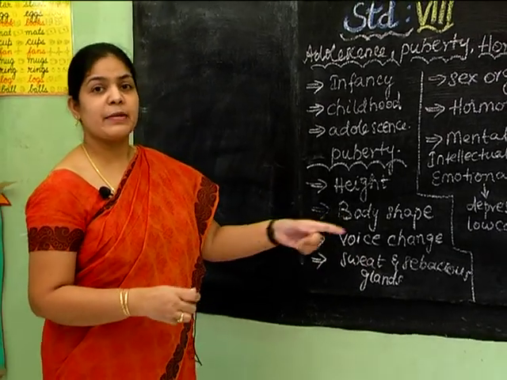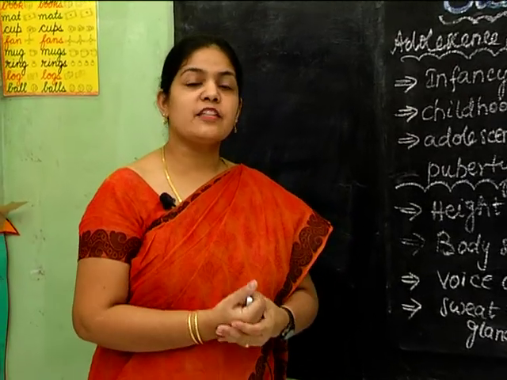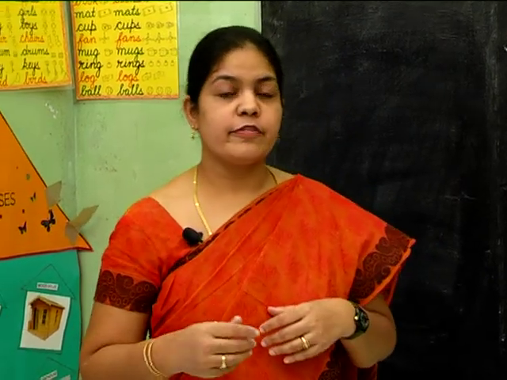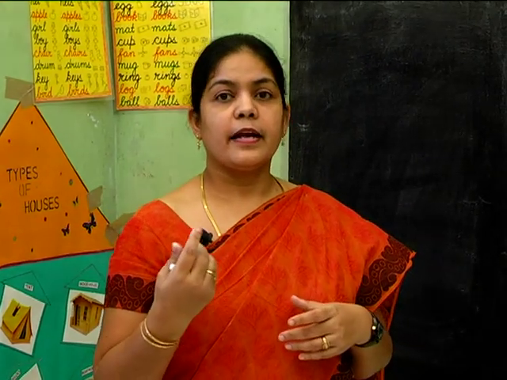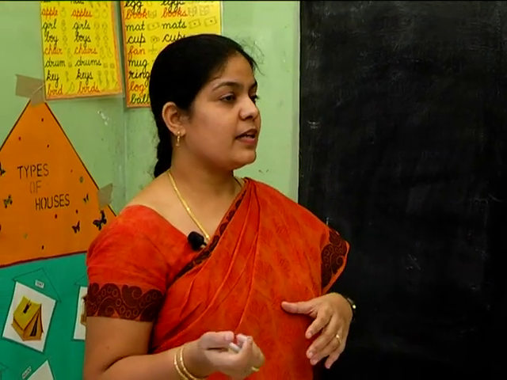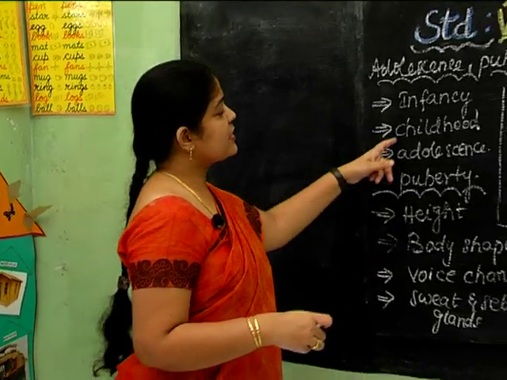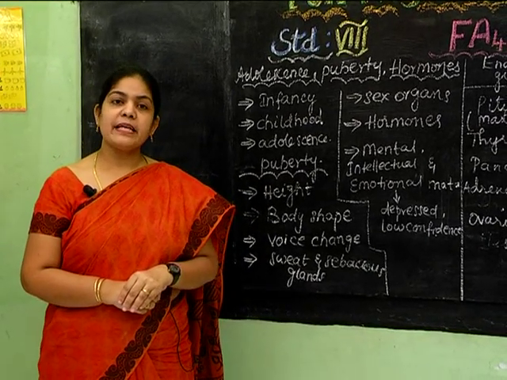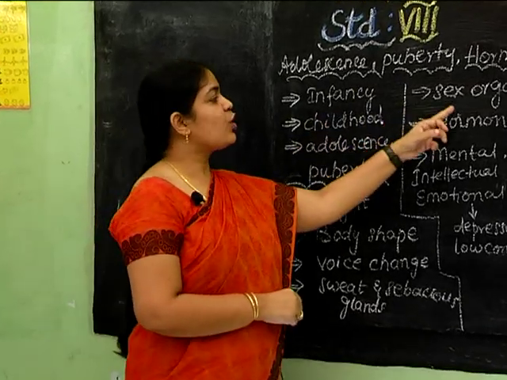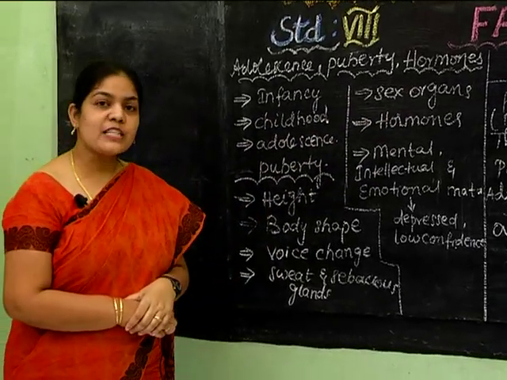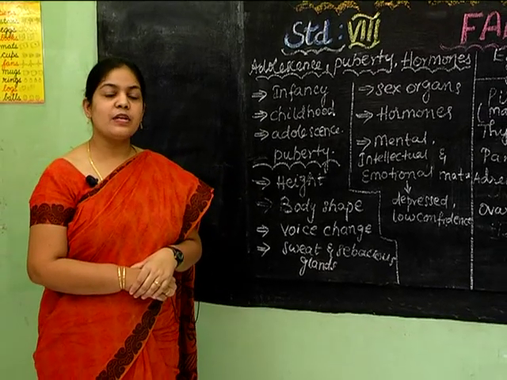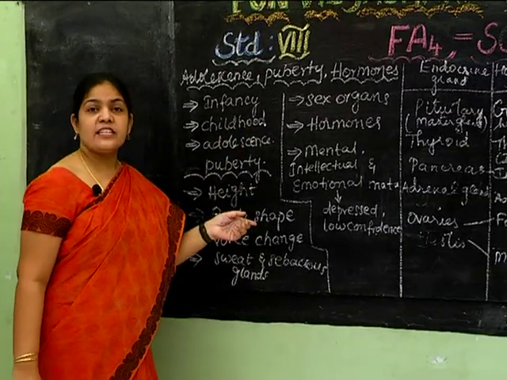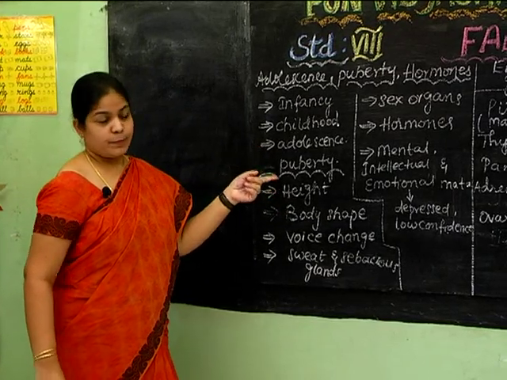The next change occurring in puberty is development of sweat and sebaceous glands. The secretions of sweat and sebaceous glands increase, which increases the odor of the body. That is why adolescents should be keen enough to practice cleanliness regularly. The next change is the development of sex organs. The sex organs in males are the testes, and in females the ovaries. These sex organs will release sex hormones: ovaries will release estrogen and testes will release testosterone. These are the physical changes occurring in both male and female during puberty.